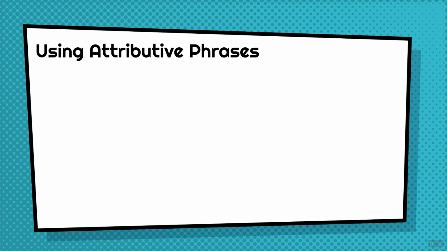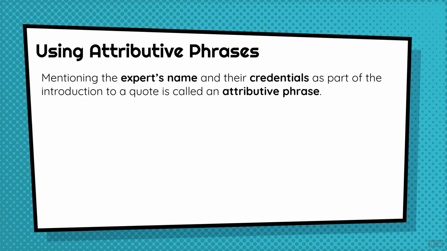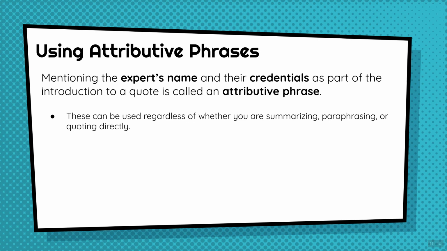Using attributive phrases is a really great way to smoothly integrate source material into your writing. Mentioning the expert's name and their credentials as part of the introduction to a quote is sometimes called an attributive phrase. These can be used regardless of whether you're summarizing, paraphrasing, or quoting directly.